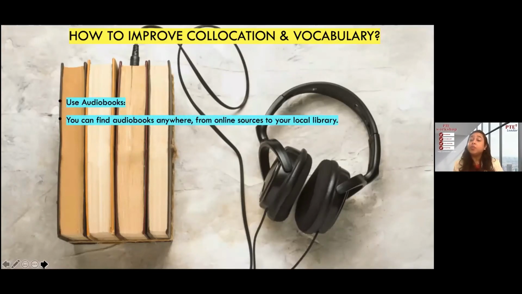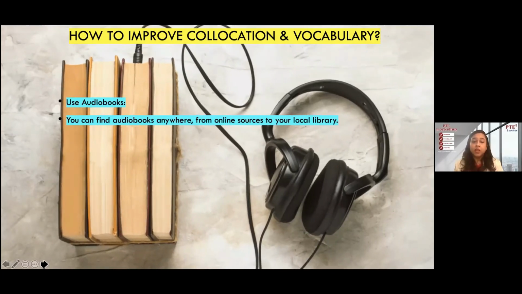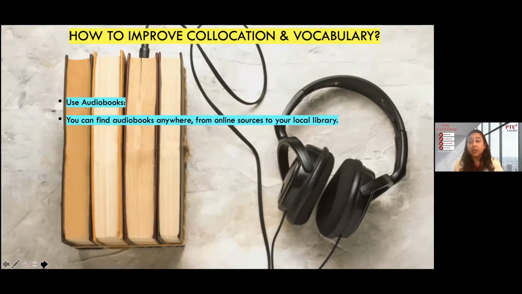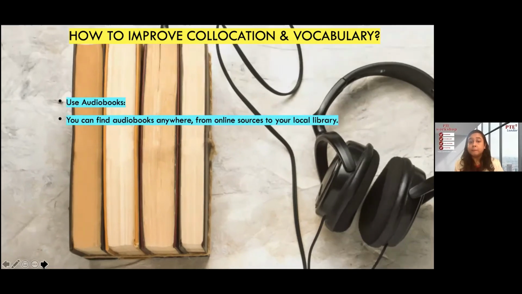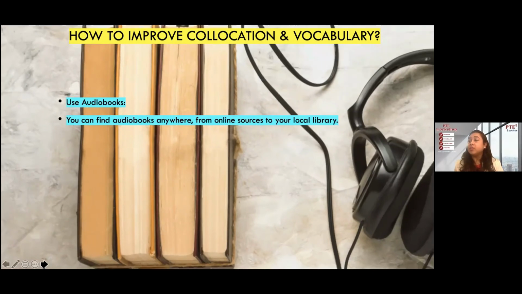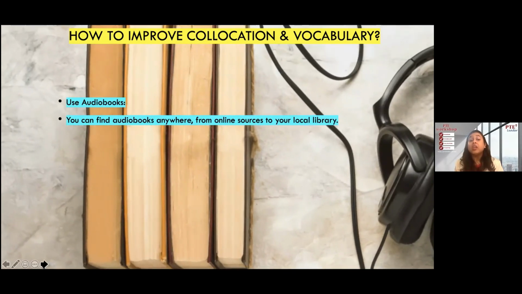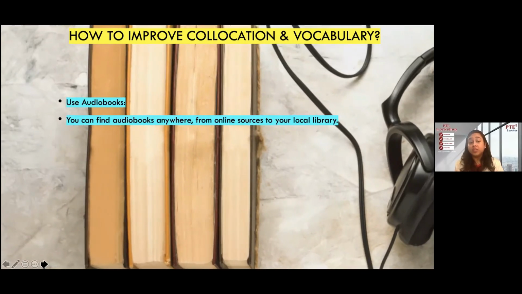Using audiobooks is also another way. Audiobooks means where you listen to a book. You don't have to read it through, you can just listen and someone else will be speaking all the sentences. You can find these audiobooks anywhere, from online resources to your local library. If you have a local library in your area, from there you can also purchase or lend an audiobook, which is really important.